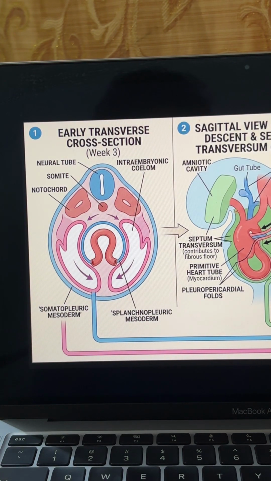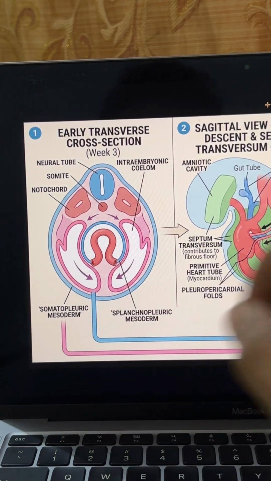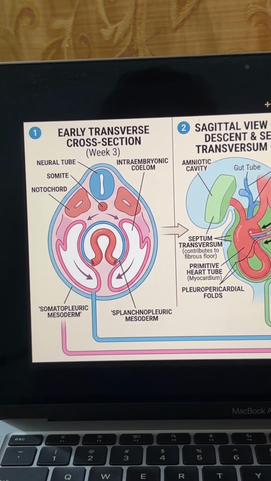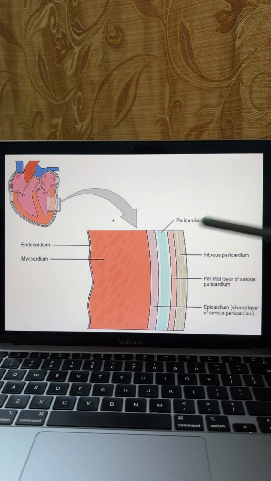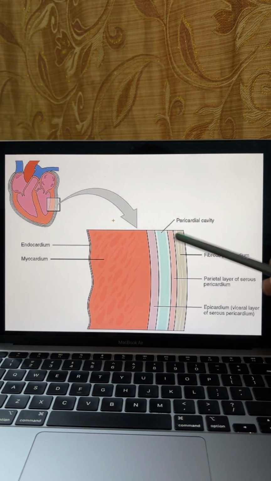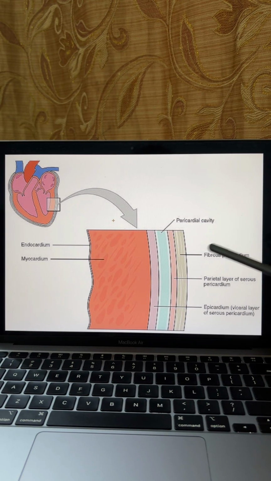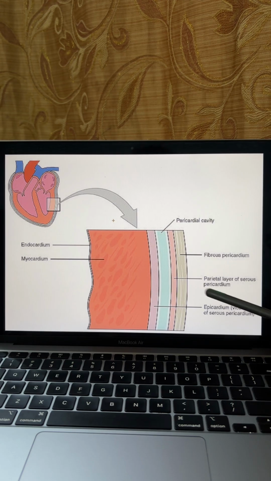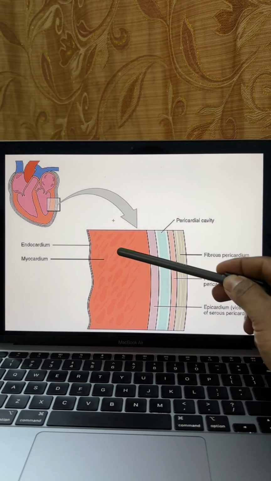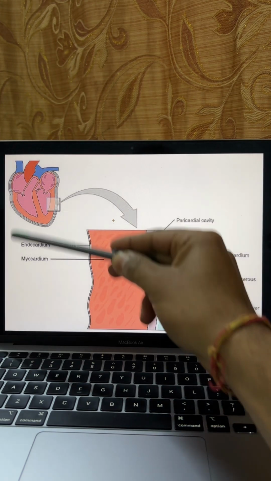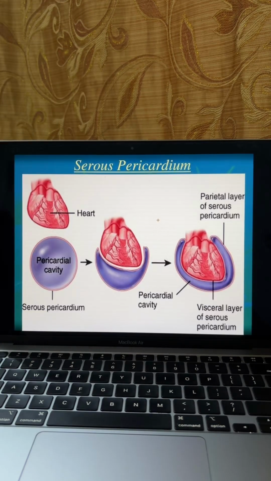So remember this picture also, how these two layers form from splitting of the lateral plate mesoderm. Then we will see in the lecture how this pericardial cavity where the pericardial fluid exists, how the fibrous pericardium, how the parietal layer of serous pericardium, how the epicardial layer, and how the endocardium and myocardium form. We'll talk about how these layers form in the development of pericardium.